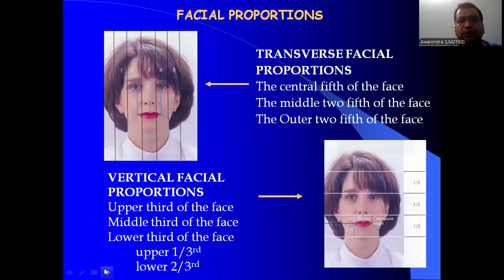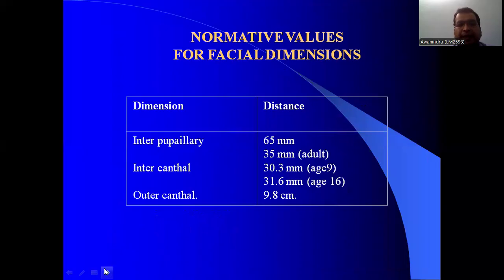Then the facial proportion: there is a transverse facial proportion and a vertical facial proportion. If you divide the face into an upper one third, middle one third, and lower one third, the upper lip and lower lip are in a ratio of one third to two thirds. The face is divided into five parts in the transverse proportions. Ideally these proportions should be maintained; normally the interpupillary distance is 65 mm and 35 mm.